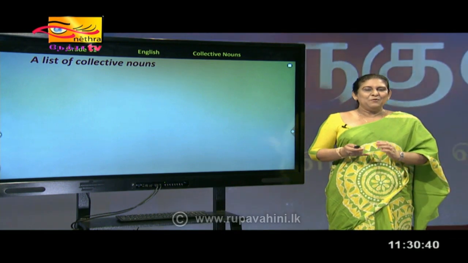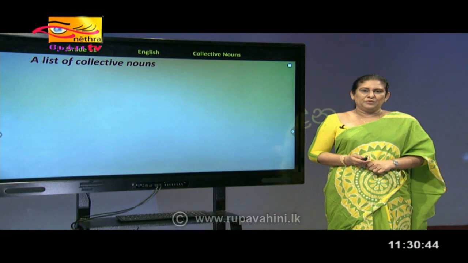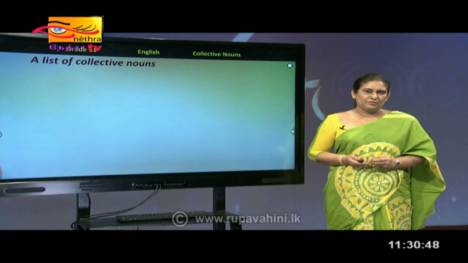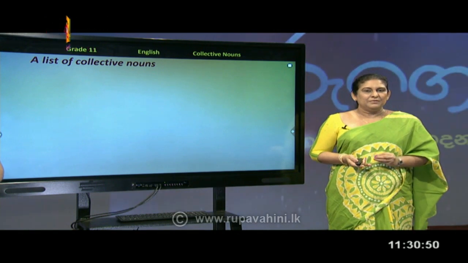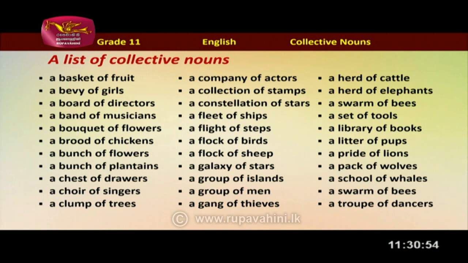Now, this is another activity from your workbook, children. There is a list of collective nouns. Let us see those collective nouns. Quite a list. Yes, a lengthy list, of course. A basket of fruit. A bevy of girls. A group of girls.